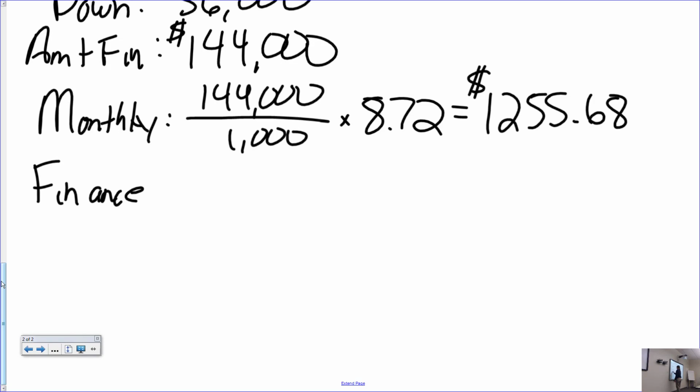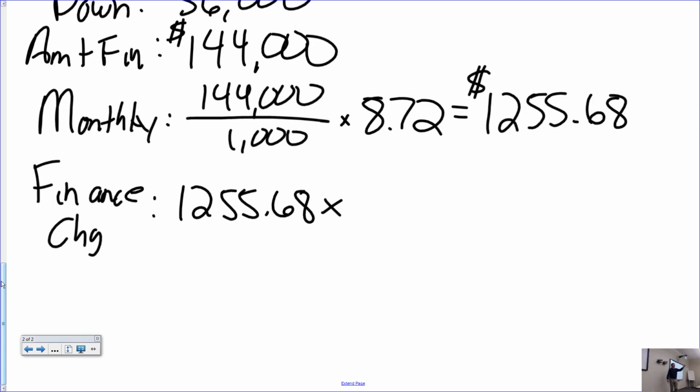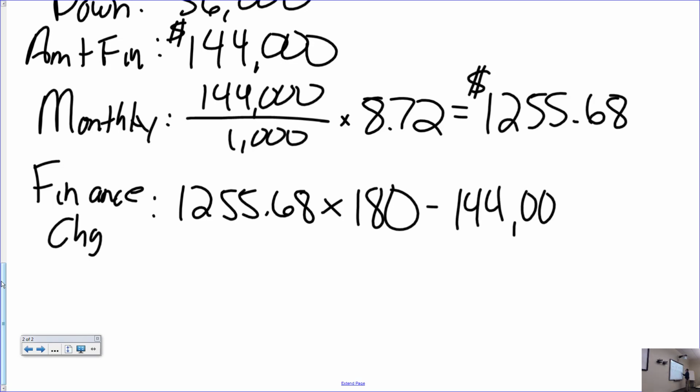Times that by the 1255.68. What do I multiply that by? 180. Why 180? 15 years, 12 payments a year, 15 times 12. Right, you're paying it in half the time, so it's not 360 months, only 180. And then don't forget to subtract the amount that you borrowed, the 144,000. Okay.